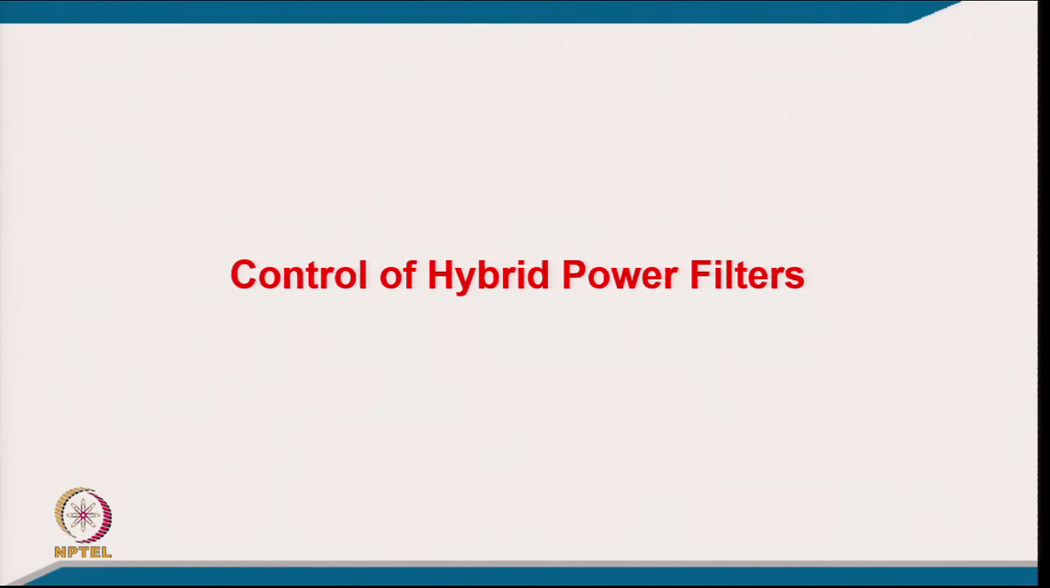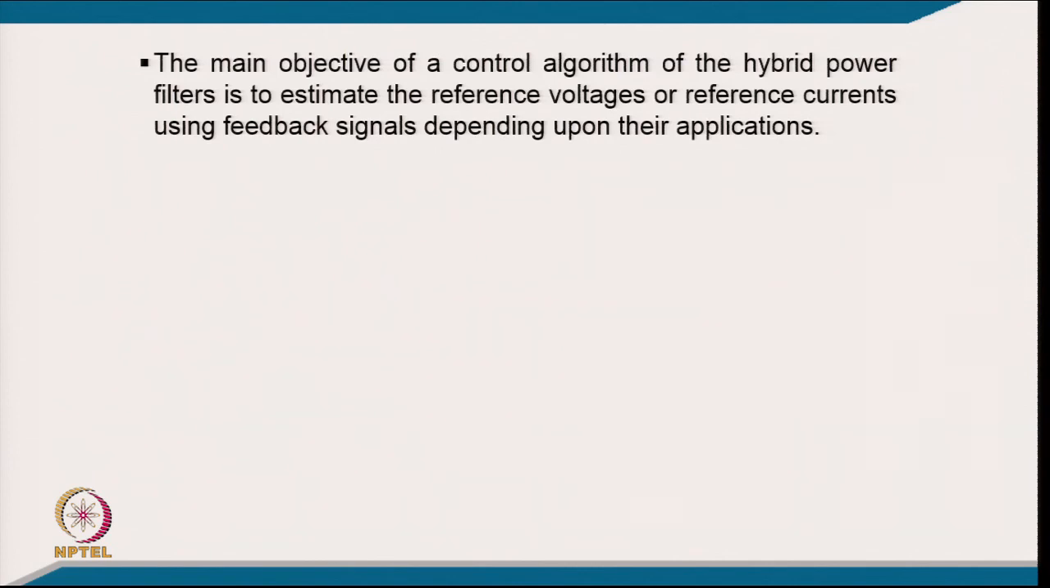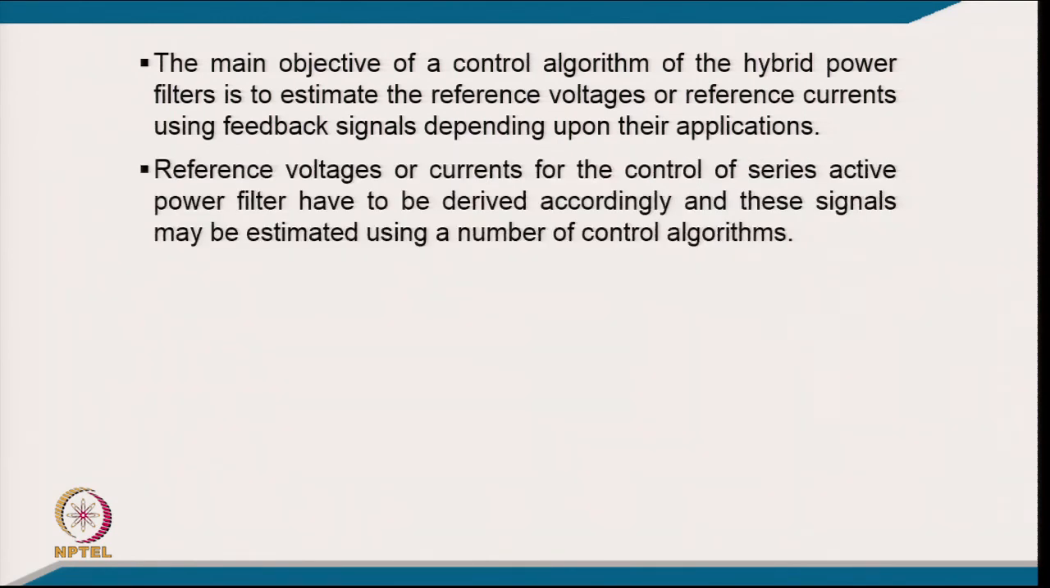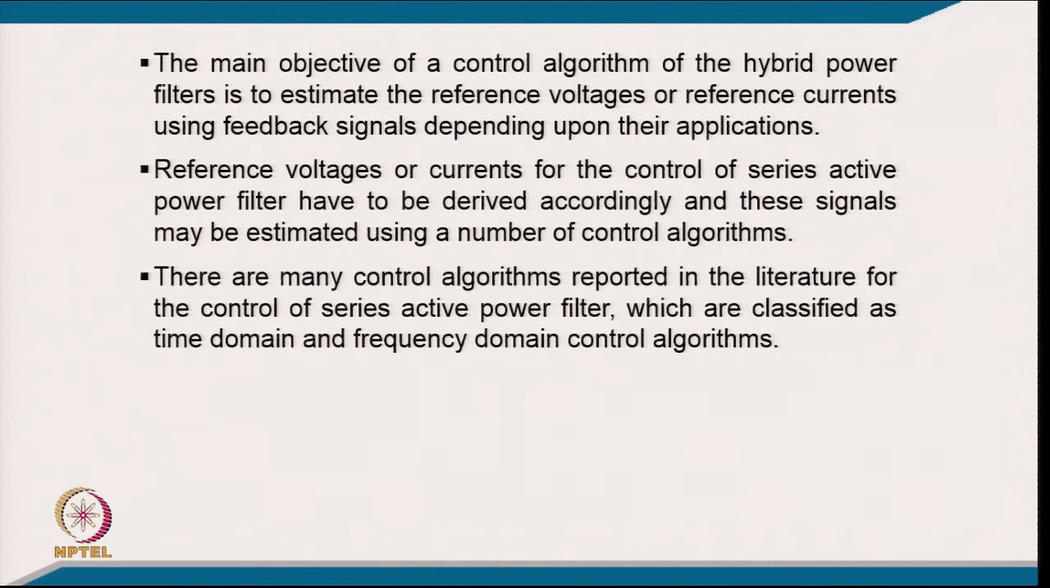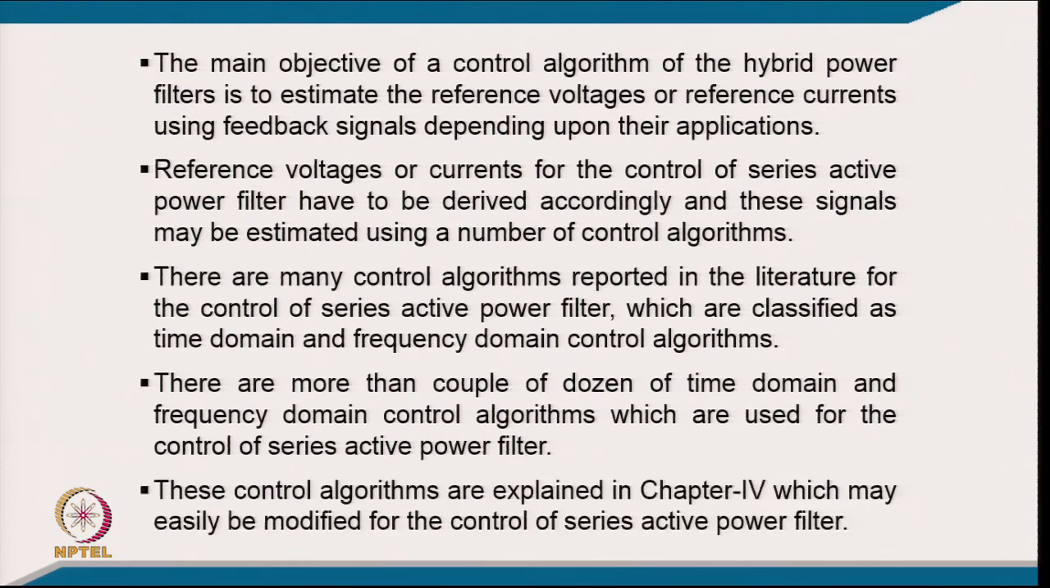So, coming to the control of hybrid power filter, I mean the control of this passive filter with a small series active filter, the main objective of the control algorithm of the hybrid passive filter is to estimate the reference voltage or reference current using feedback signals depending upon their application, and the reference voltages or currents for the control of the series active filter have to be derived accordingly. These signals may be estimated using a number of control algorithms. There are many control algorithms reported in the literature for the control of series active filter, which are classified as time domain and frequency domain algorithms, and there are more than a couple of dozen time domain and frequency domain control algorithms which are used for control of series active filter.